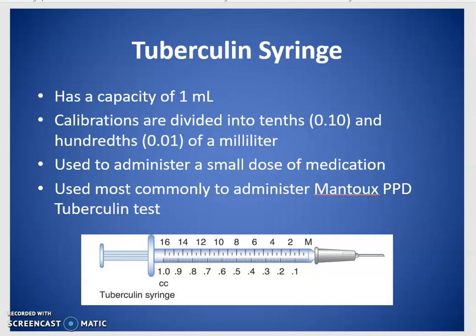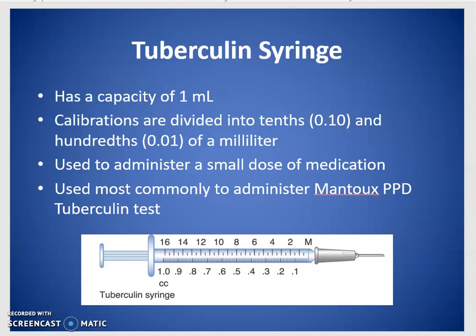And then we have the tuberculin syringe. This has a total capacity of 1 milliliter. This is divided into tenths and hundredths of milliliters. So here's a third system. We have 3 ways to gauge and measure the amount of medication we're using. You know, we're either talking cc ml, or we're talking units, or we're talking divisions of a milliliter. And all 3 have their own application.